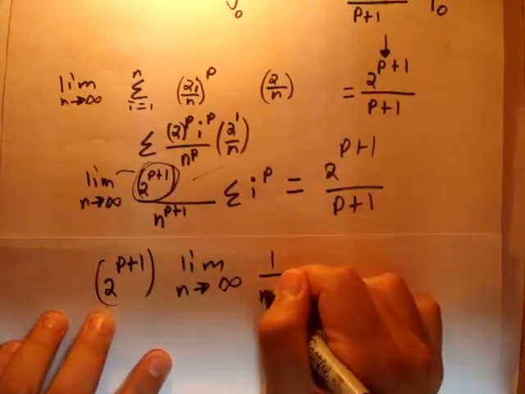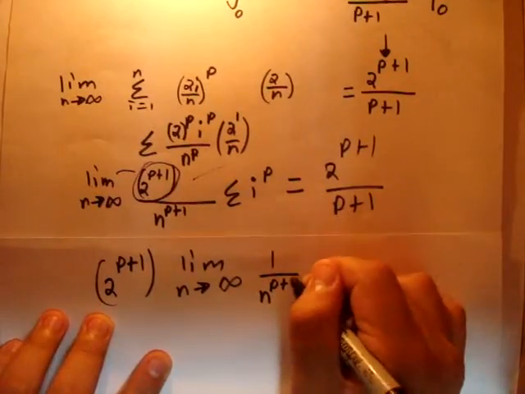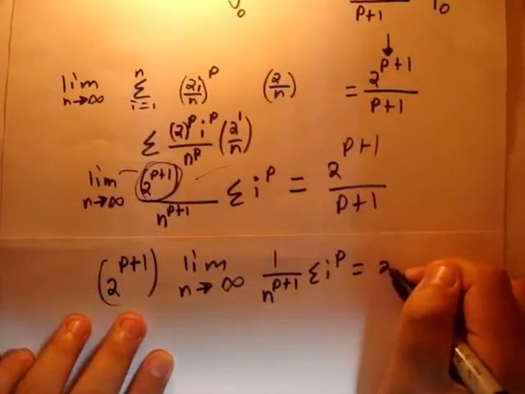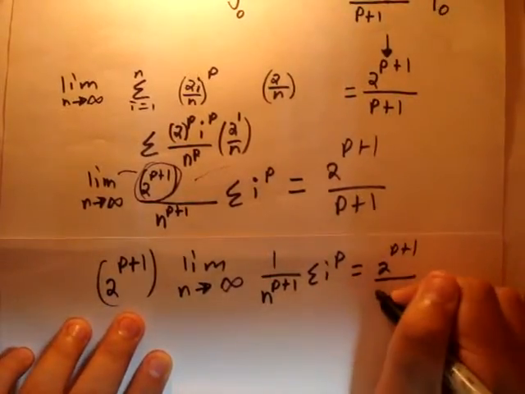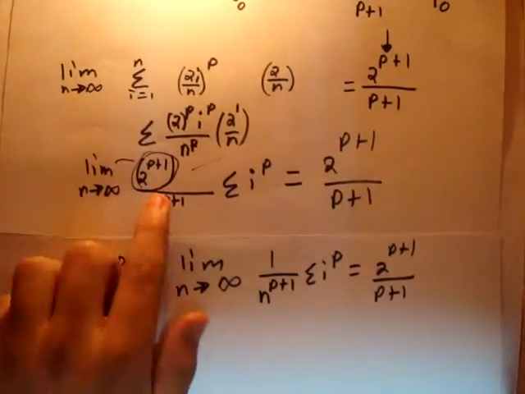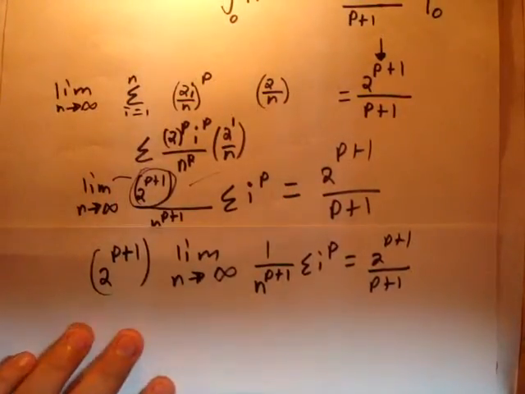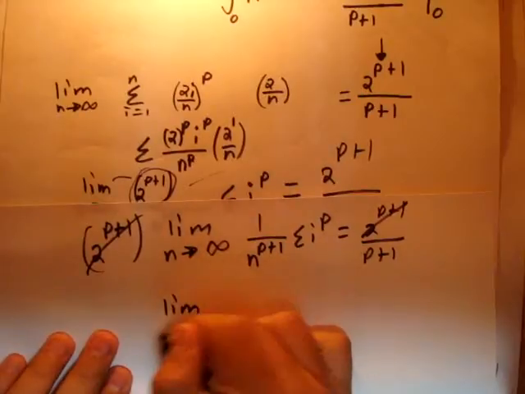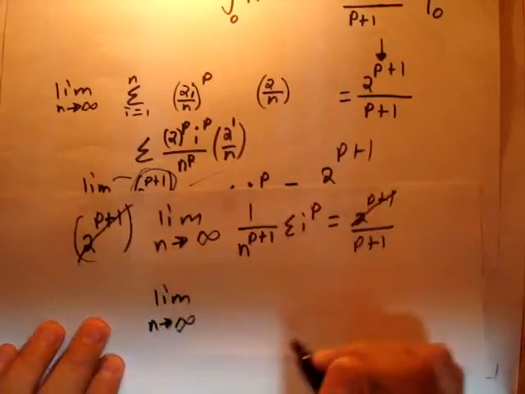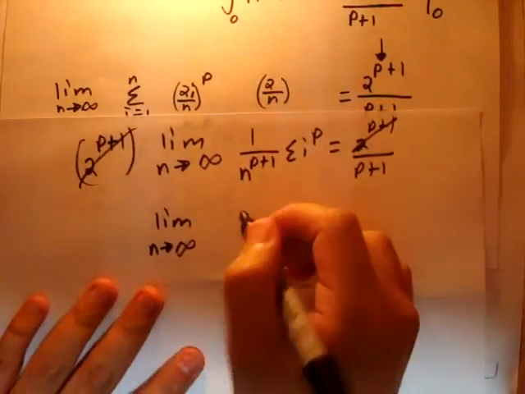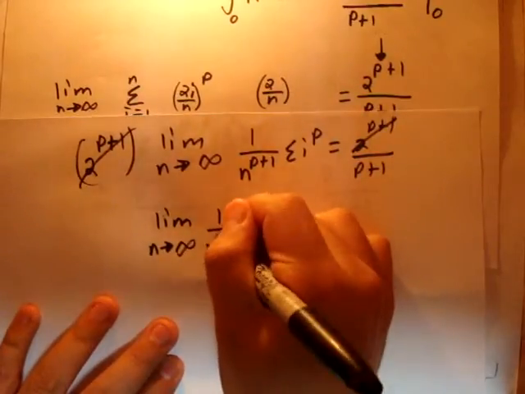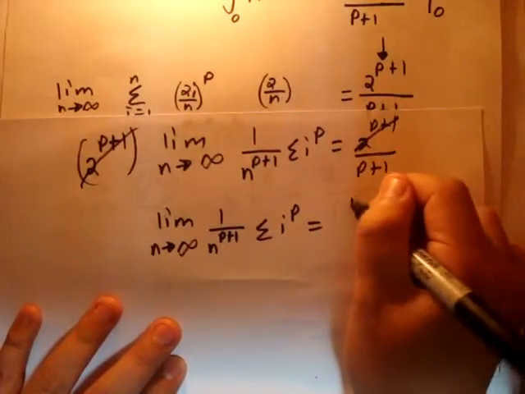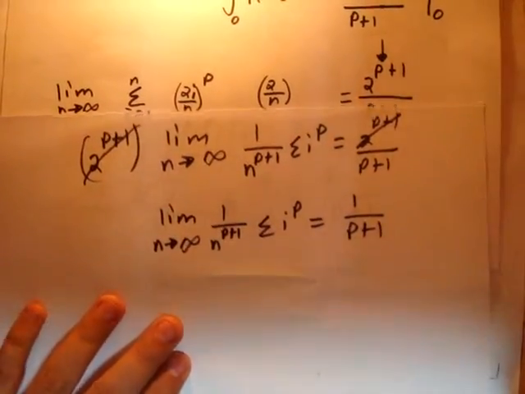1 over n^(p+1) sigma i^p equals 2^(p+1). All I did is I rewrote it, and I extracted the 2^(p+1) out. Now we see here that that can cancel out. We're left with the limit as n approaches infinity of 1 over n^(p+1) sigma i^p equals 1 over p plus 1. All right, we're almost done here.